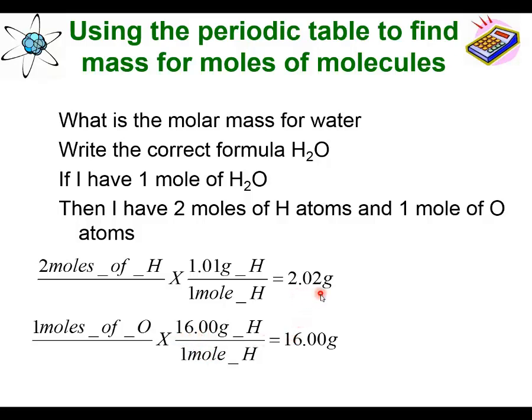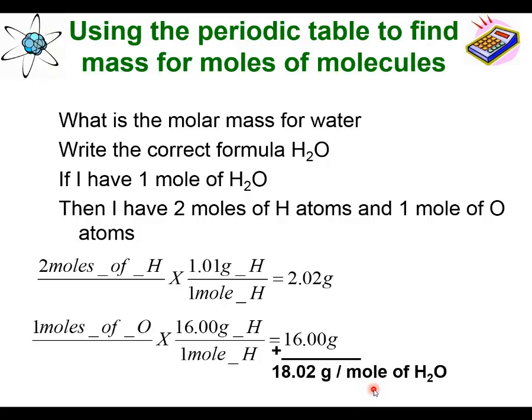If I add up 2.02 and 16, that's the mass: 2.02 grams of hydrogen for every mole of water, and 16.00 grams of oxygen for every mole of water. If I add those up, I get a molar mass for water that is 18.02 grams per mole of water. Now, what would be the mass of a molecule of water? If I wanted to know the mass of a molecule of water, it's merely 18.02 atomic mass units. See how easy it is to go back between atomic mass units and gram quantities, as long as we think of the gram quantities being related to a mole amount and the atomic mass units being related to a single molecule or a single particle that we're talking about.